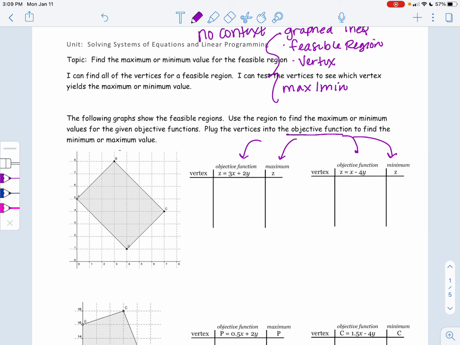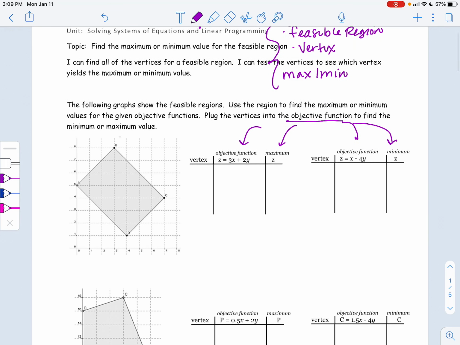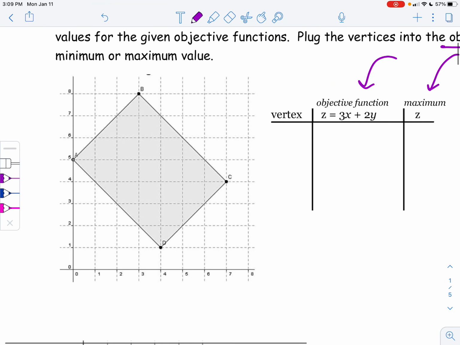So the first step here would be to graph them. Done. Feasible region. Done. Find the vertices. So these are labeled A, B, C, and D. So you should label yours. And I'm going to label them in order here. 3, 8.